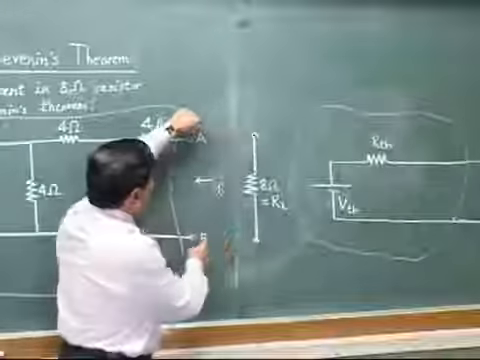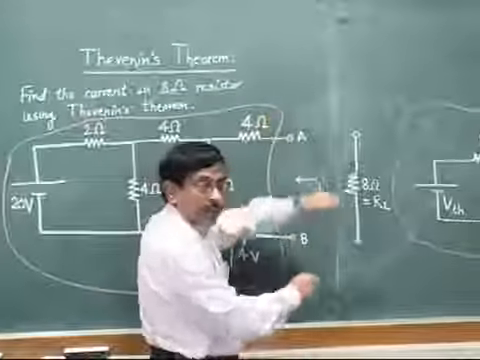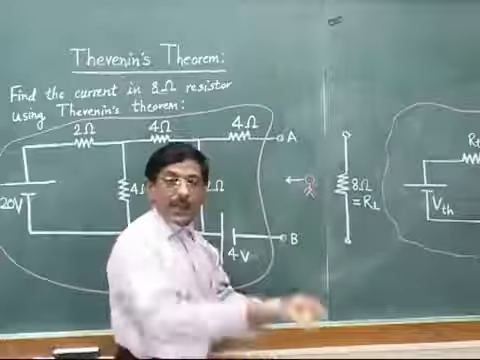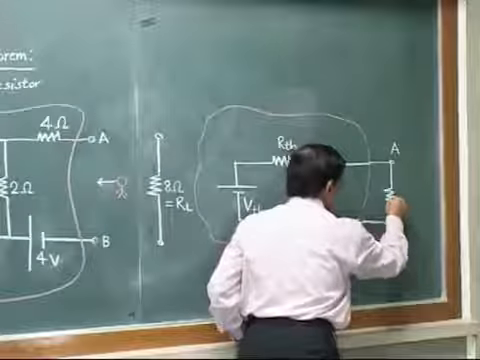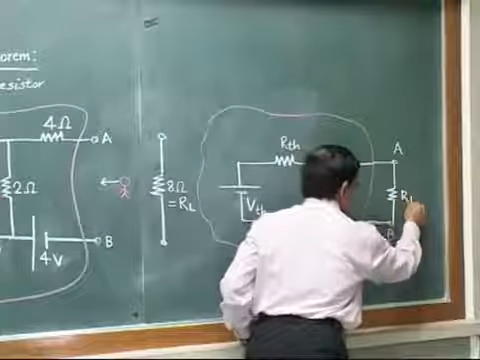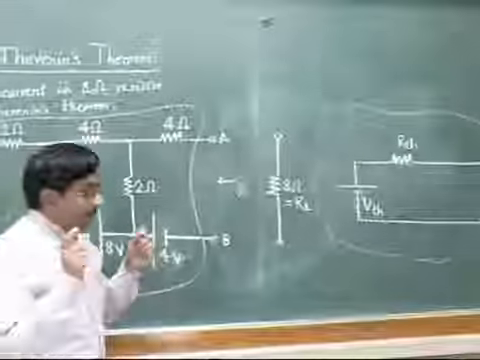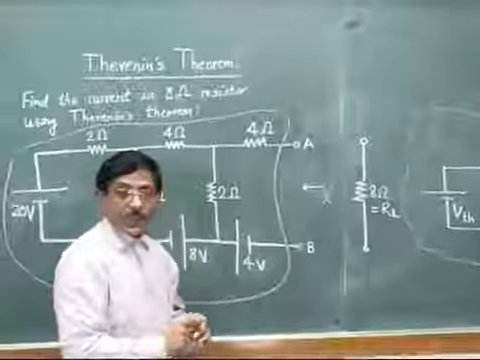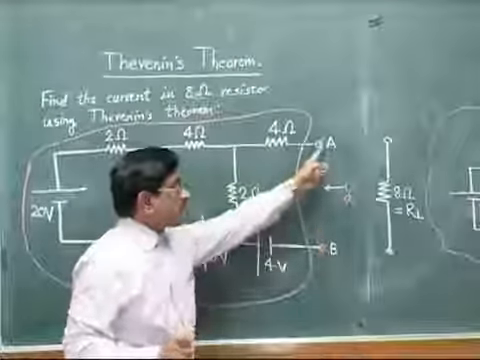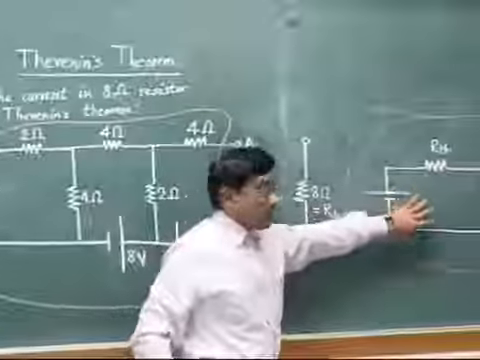Whatever we had removed from points A and B, we reintroduce or reconnect in the circuit. So I just replace or reintroduce my RL here, because I had earlier removed it. I had removed it only for the purpose of deciding VTH and RTH. Once we decide those values, we will just put it at its own place. So this circuit becomes equivalent to this circuit.